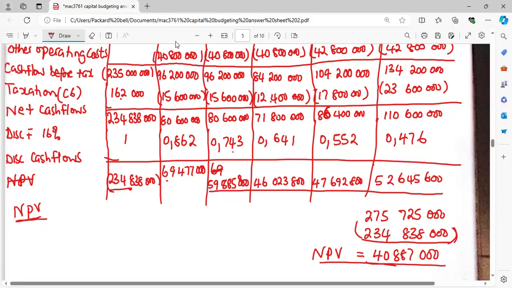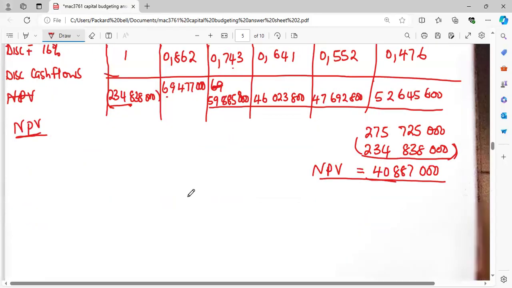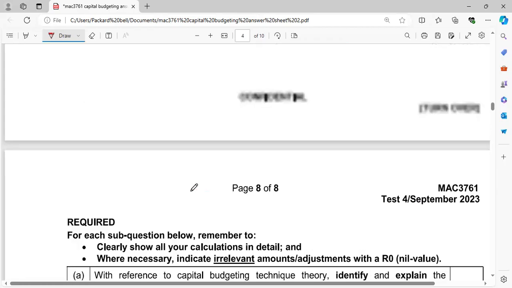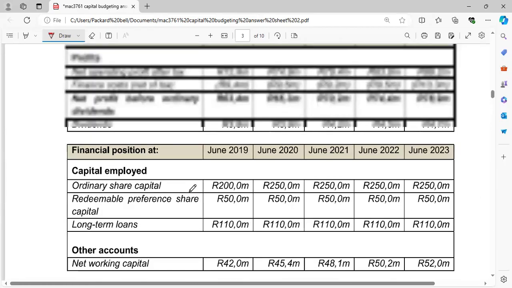But there's also something that we should look at in our question. Let's quickly look at that. They say using the relevant investment appraisal method, determine whether Breakfast company should invest in the solar project with reference to the minimum investment criteria. Do you notice in our first part that they give us the minimum investment criteria for all the projects? I think it's here.